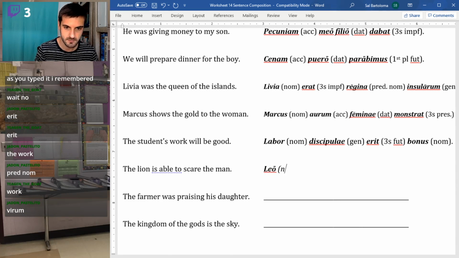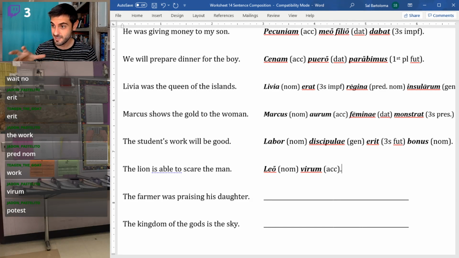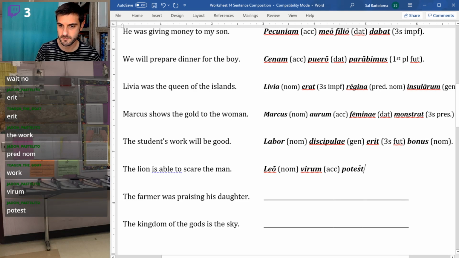Accusative, right? He is the direct object. So lion is the subject. And then the man is my accusative direct object. Now we have a two-part verb here. We have he is able, and then we have to scare. So potest, right? That's my conjugated verb. How do I finish that off? He's able to scare. What form do I need?